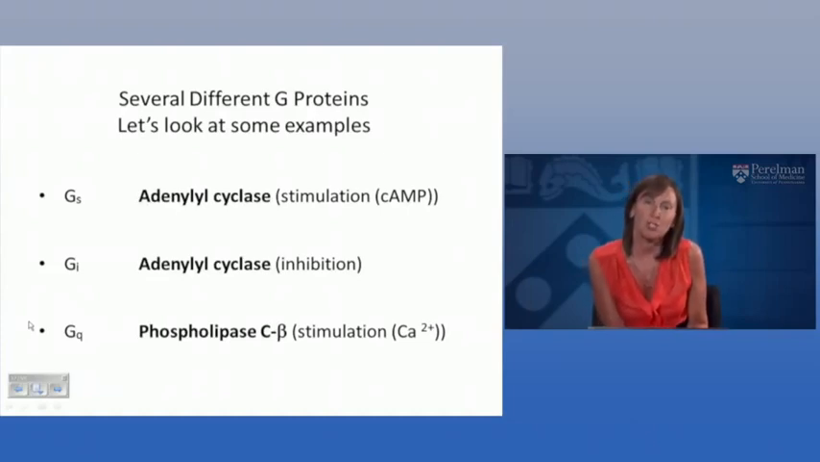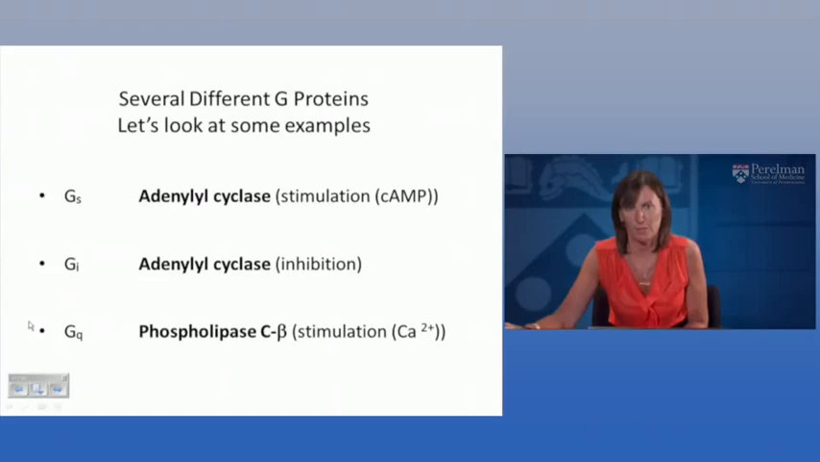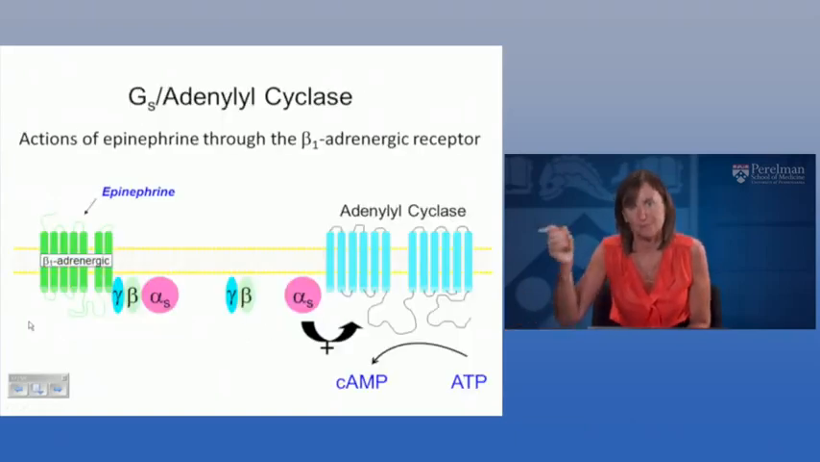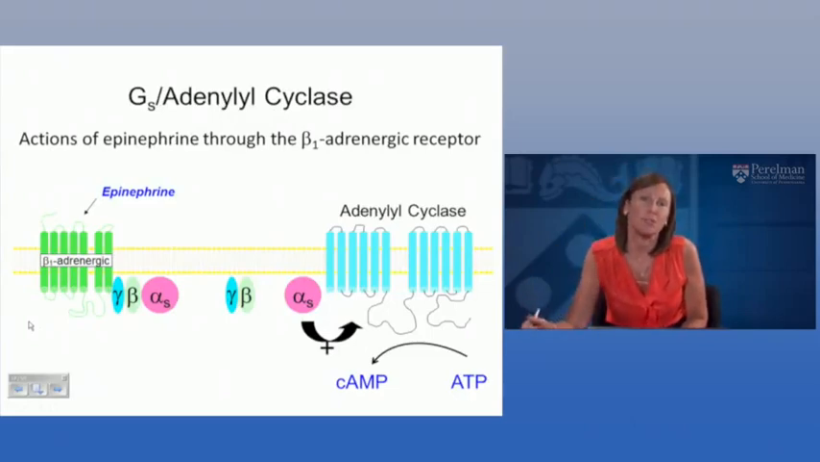In the example of GQ, the effector is phospholipase C, the beta isoform. Altering the activity of phospholipase C causes an increase or a decrease in intracellular calcium. And intracellular calcium in this situation is the second messenger response involved. So these are the three examples that we are going to use as the platform to further explain this aspect of receptor biology. So this example is a GS subunit coupled to adenyl cyclase, which, as I showed you in the previous slide, was stimulatory.